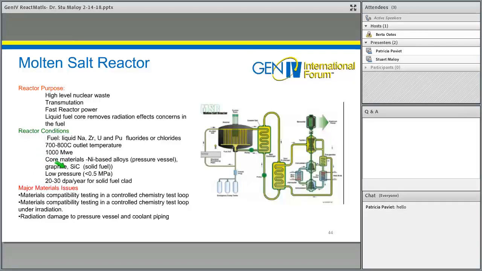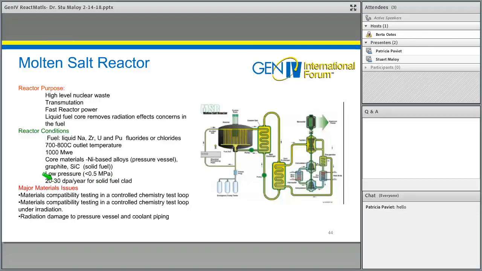And in the case of the solid fuel, it's generally thought of as a silicon carbide-based solid fuel, but that isn't. There are different options out there. But one of the advantages is it does run at low pressure as well, less than a half an MPa.